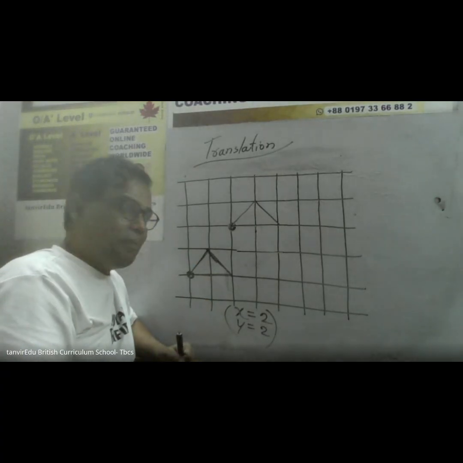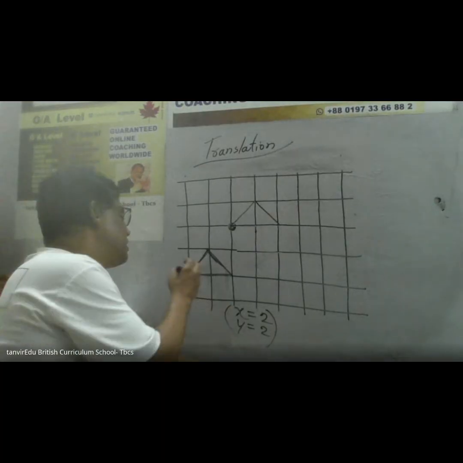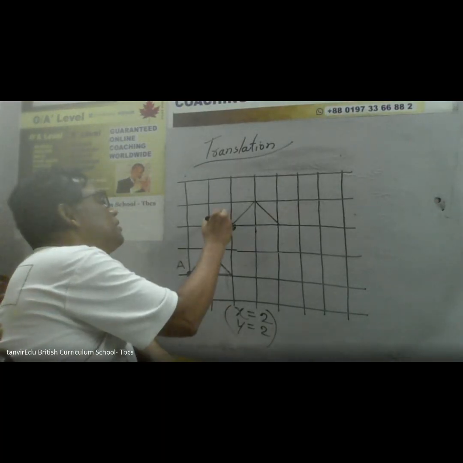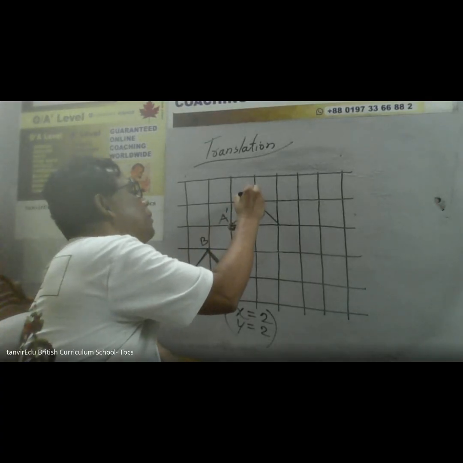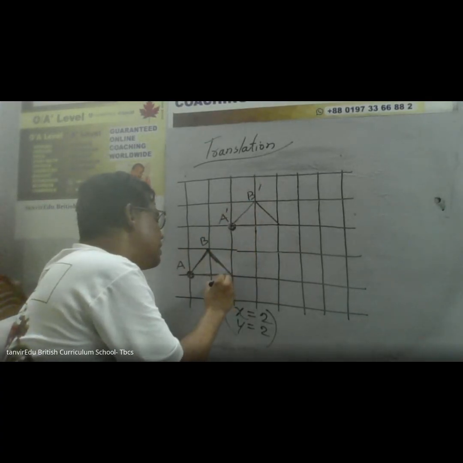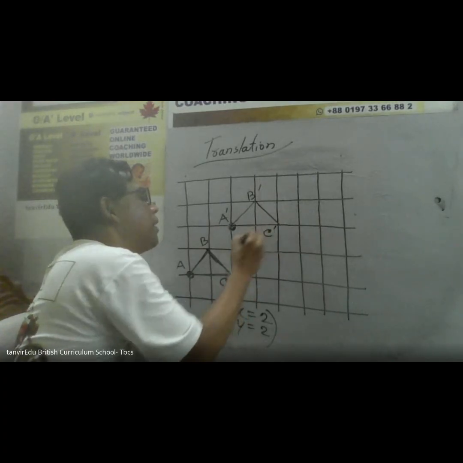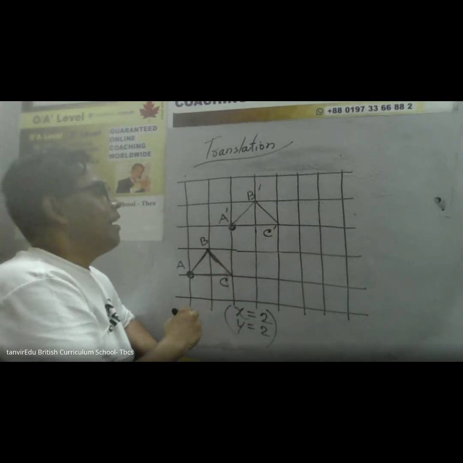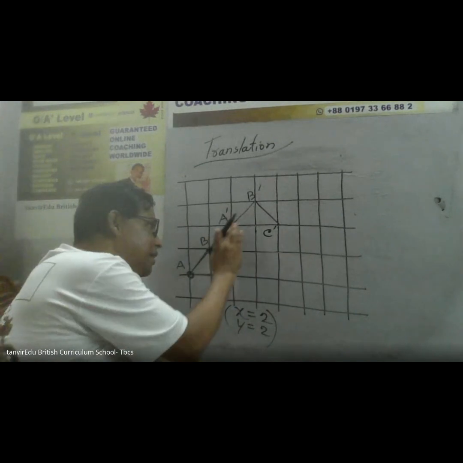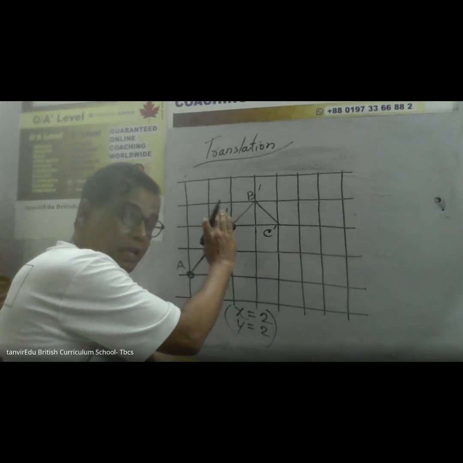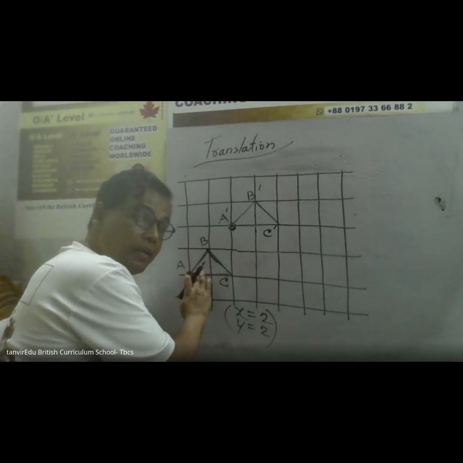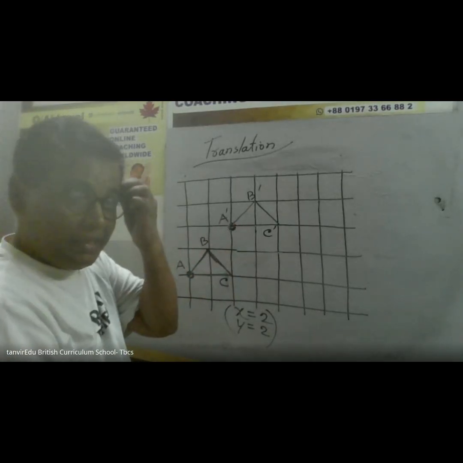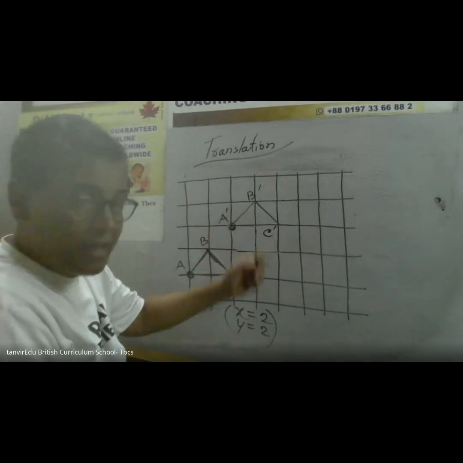Another translation I'm giving. So what is this? This is A. So this is A prime. This is B. This is called B prime. This is called C, and this is called C prime. Again, this A prime, B prime, C prime is the translation of this. This is the object. This is the image. Clear? This is object. This is image.